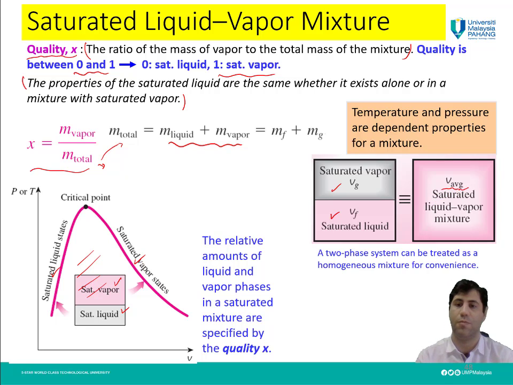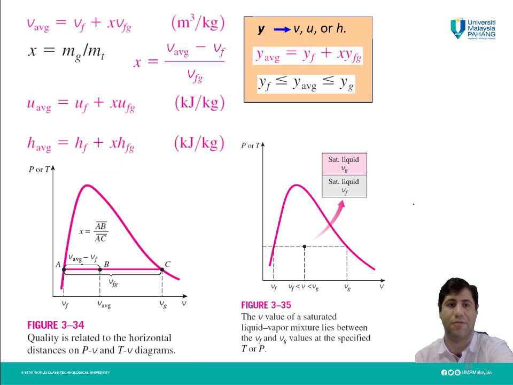For example, we may assume we have V average, a specific volume for this mixture, or you can have average for U, for H. So for other properties also, we can assume we have an average of those properties. Then how can we calculate these average properties for this mixture? Let's see how we can calculate that.